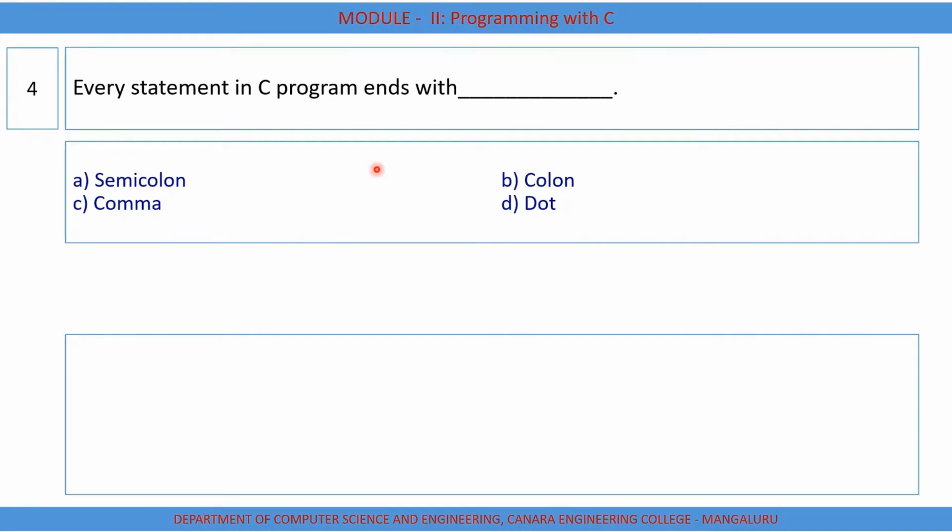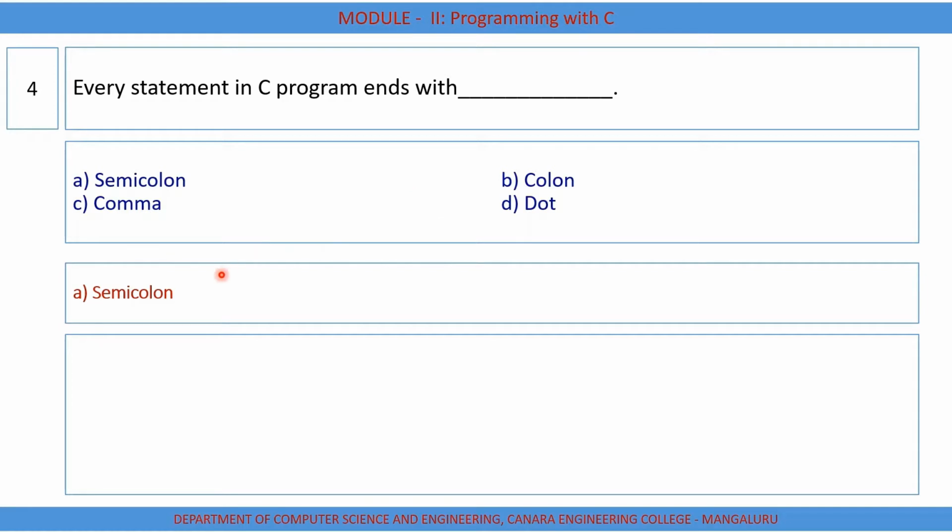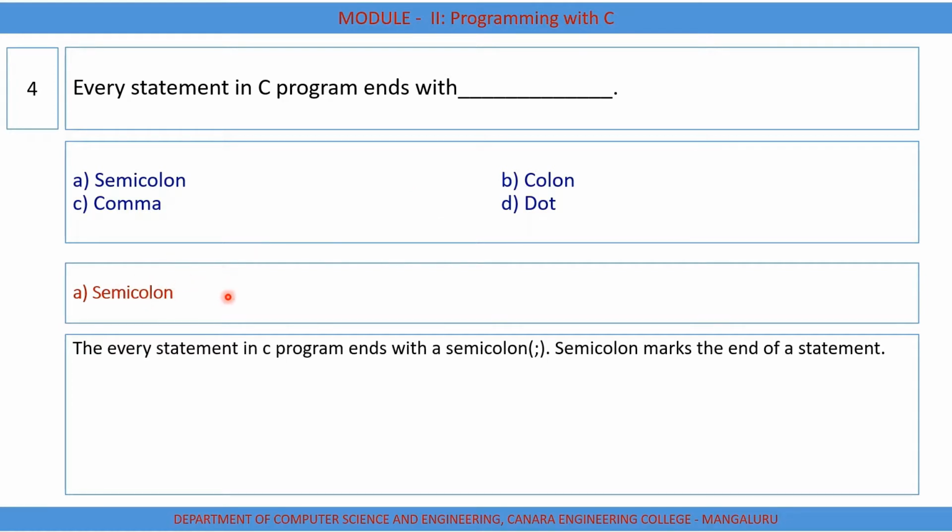Every statement in a C program ends with what? The options given are semicolon, colon, comma, dot. The correct answer is semicolon. Every statement in C ends with a semicolon, which marks the end of any statement in C programming. Comma is used as a delimiter, and colon is used along with the ternary operator. Then dot is again an operator which is a unary operator.